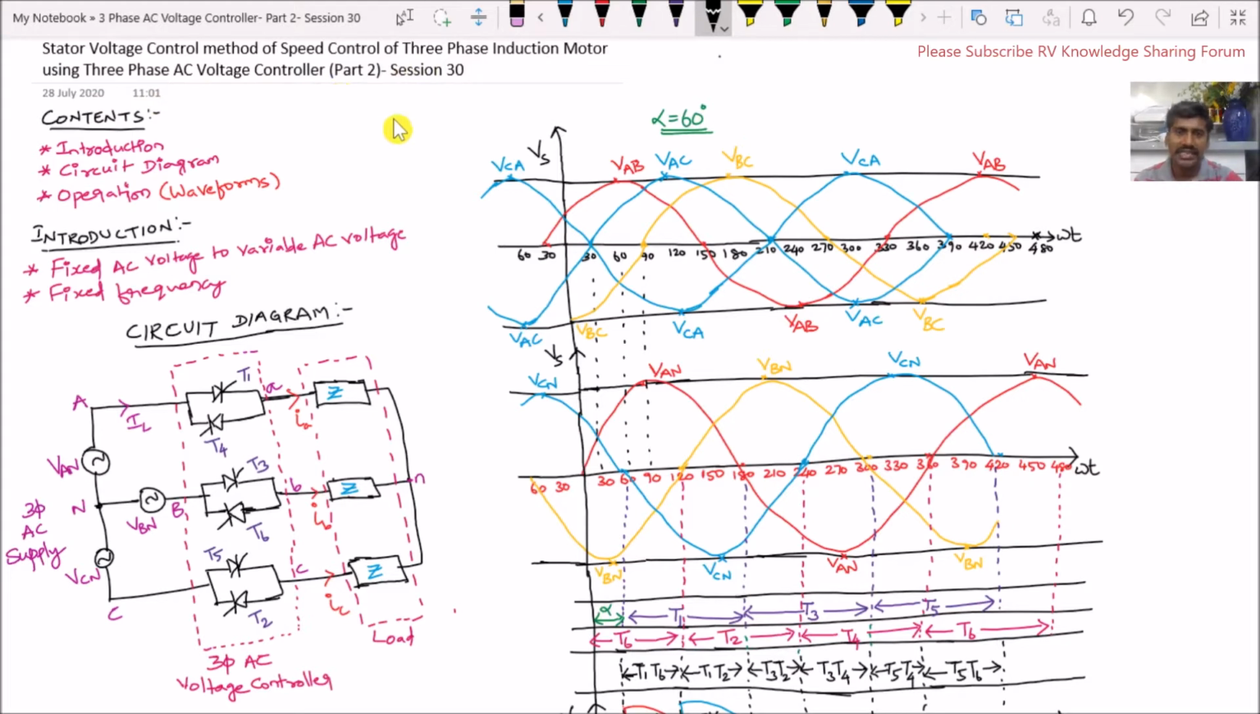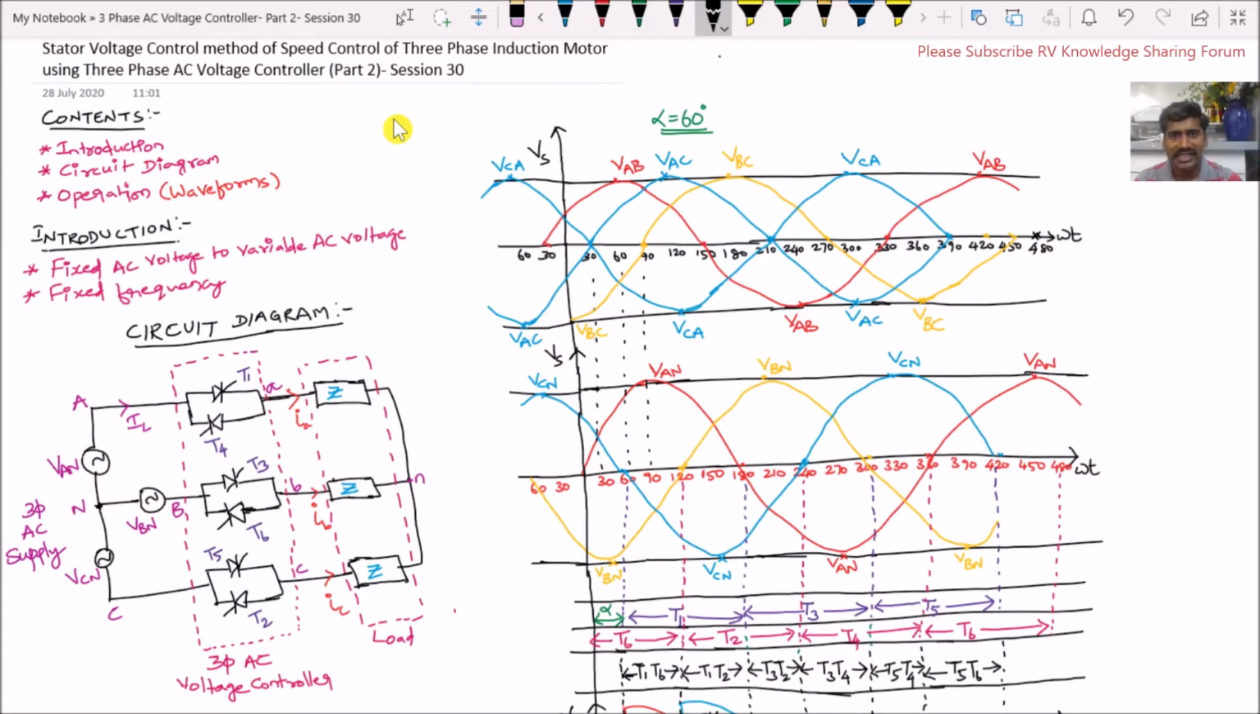In our previous session under part 1, we discussed how the speed of a 3-phase induction motor can be controlled using the stator voltage control method. For the stator voltage control method, we made use of a 3-phase AC voltage controller to convert a fixed AC input voltage to a variable AC output voltage, through which the stator voltage of a 3-phase induction motor is controlled, and through which the speed and the torque are controlled.